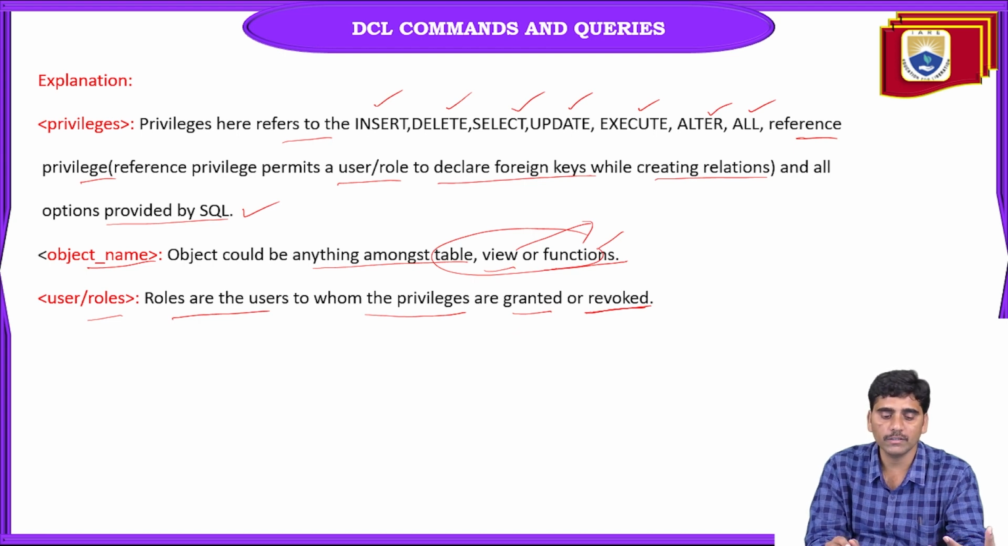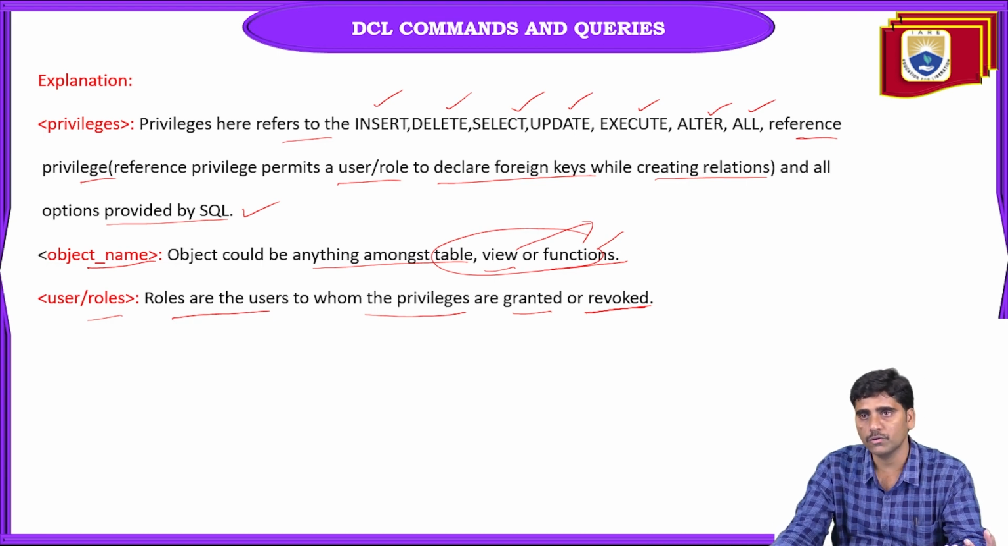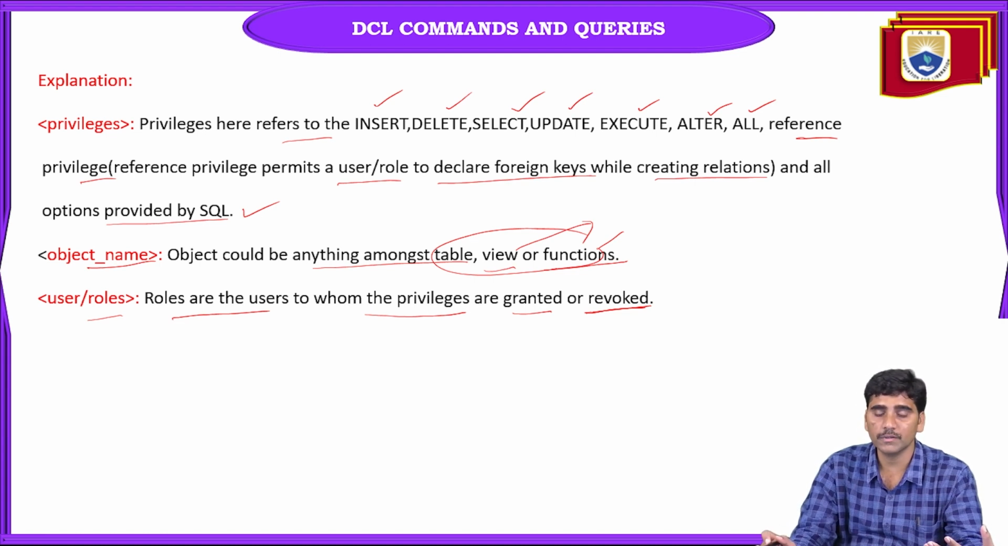So this is the privileges, object name, and users. These three must be specified while performing the grant and revoke actions. Without them, you cannot perform the grant option and revoke option, because you need all of them to perform both granting and revoking.